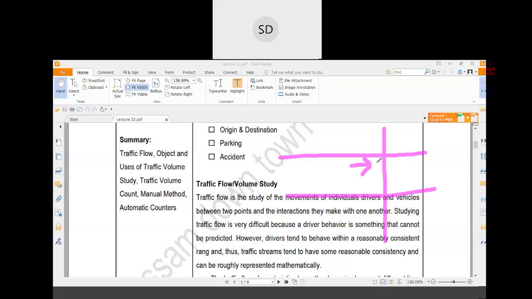Now, traffic volume or flow is very difficult to estimate in our Indian scenario, because different types of vehicles with different characteristics move on the road, and the driver characteristics are also different from one another. Therefore, studying traffic flow is very difficult, because driver behavior cannot be predicted. You cannot predict anything in the calculation of traffic flow or volume.